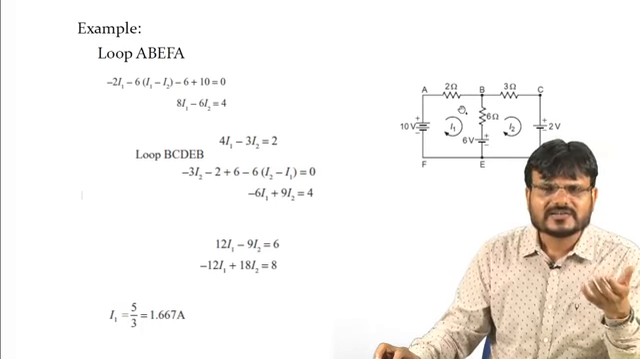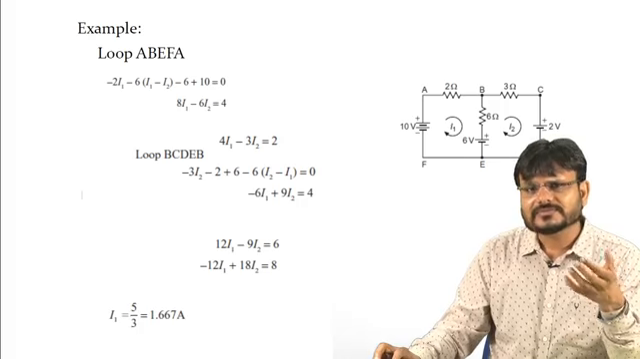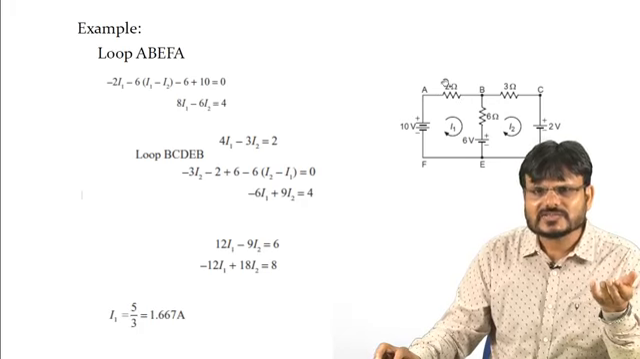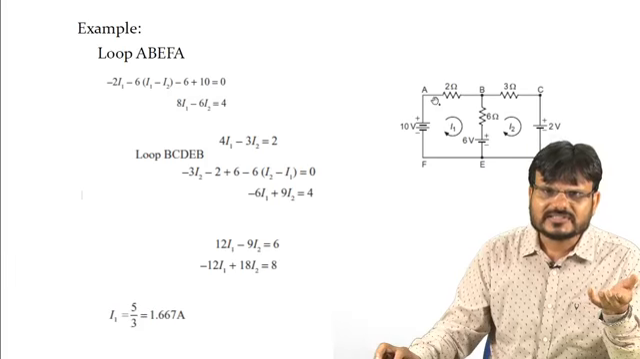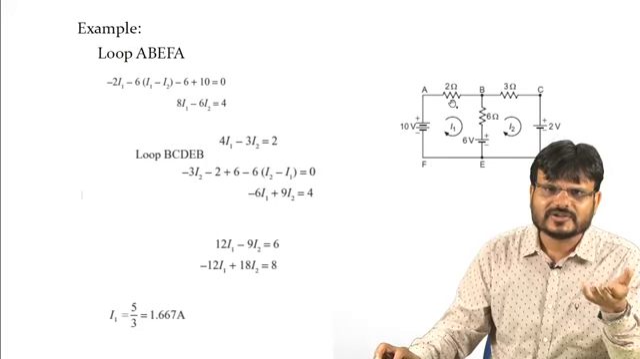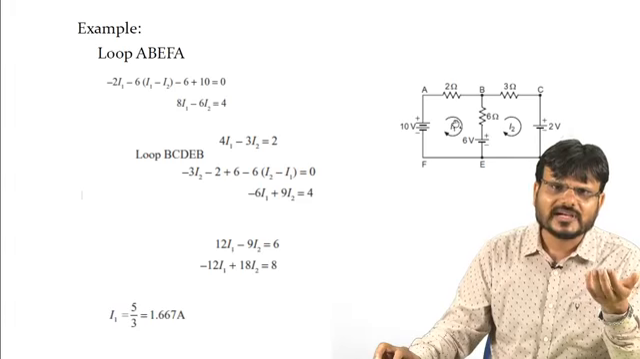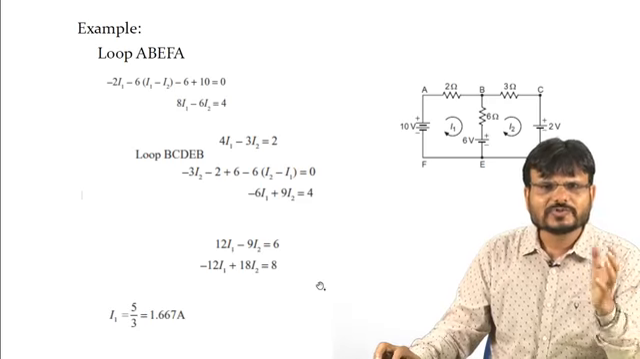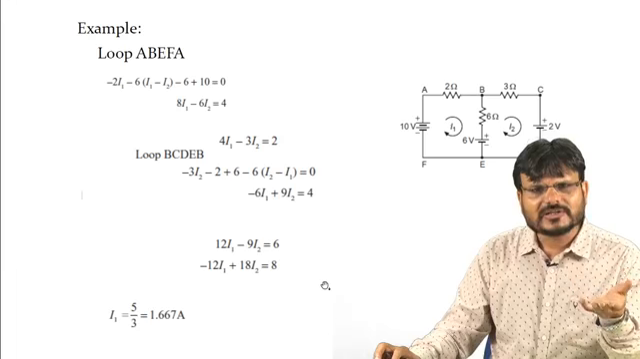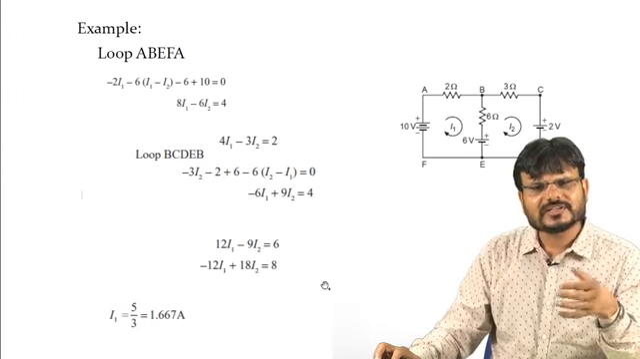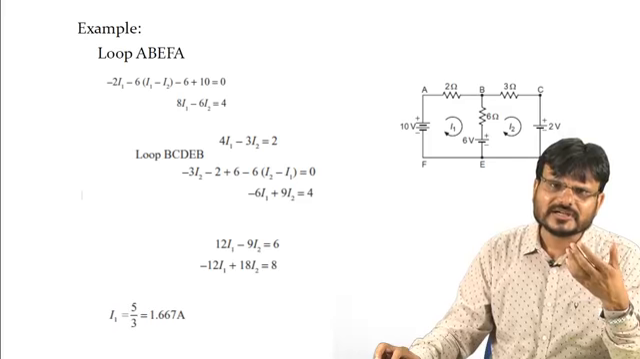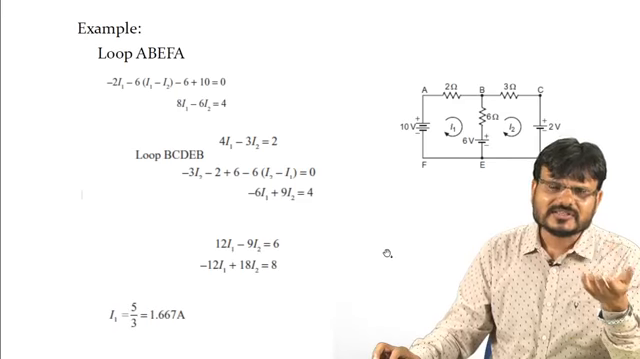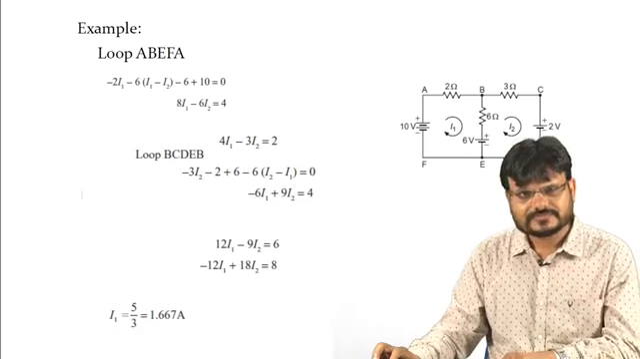Suppose it is asked what is the heat loss that occurs in this 2 ohm resistance. So heat is what? I squared R. That means the heat loss is equal to I1 squared into R, where R is 2 and I1 is already calculated. So if you are able to calculate the values of I1 and I2, then you can easily calculate the voltage, and you can easily calculate the power losses across all the resistances.